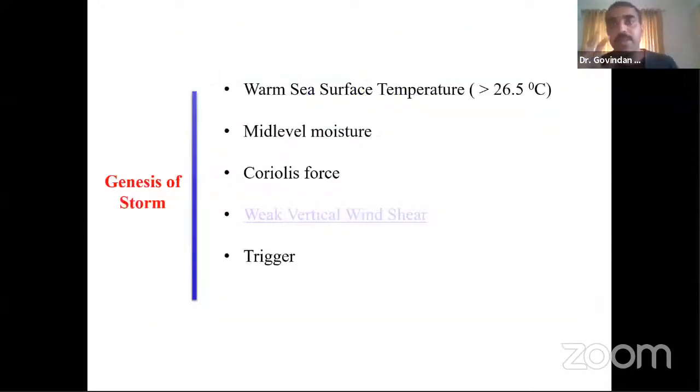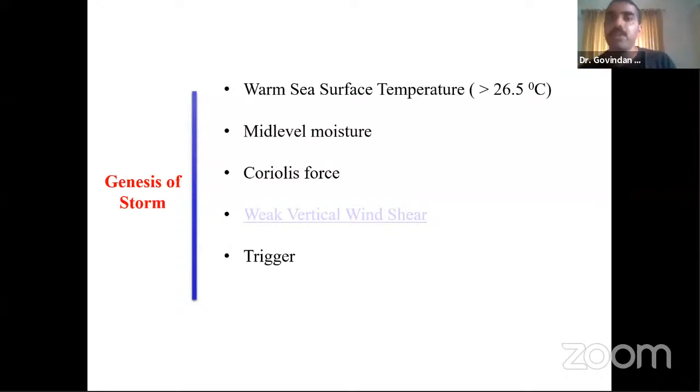The parameters required for the formation of a tropical cyclone begin with warm sea surface temperature. Sea surface temperature, that is the ocean temperature, should be about 26.5 degrees Celsius in the middle, because that is what supplies the energy for the tropical cyclone. Latent heat is supplied by the oceans, so the oceans should be warm enough to make more and more evaporation. Evaporation is needed for the cyclone to sustain itself. So the sea surface temperature should be above 26.5 degrees Celsius. That is one condition. When the sea surface temperature is higher, the air near the ocean surface will be moist.